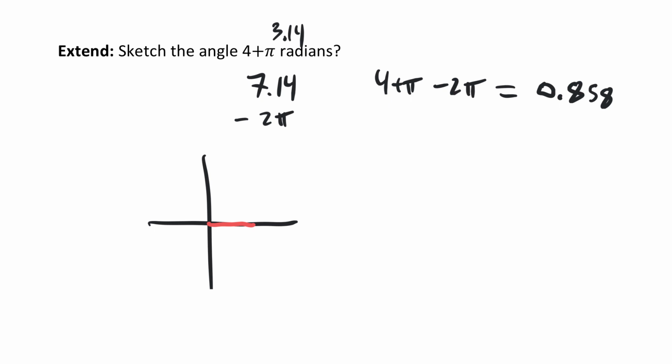Well, again, where is 0.8? It's kind of strange. And you could convert to degrees, but if we remember, this is about 1.57 and this is 0. So 0.8 is probably about halfway. Sketch it right there. Show the 1 revolution and then go straight to your answer. There's 4 plus pi radians.